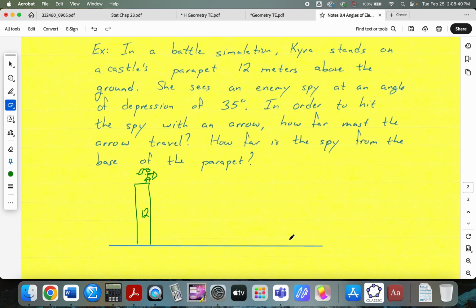Then we have this enemy spy at an angle of depression of 35 degrees. So the spy is on the ground because she's got to look down to see the spy. So again, the angle of depression, you look straight ahead and then she looks down. That's 35 degrees. We will assume that any structures are at right angles to the ground.